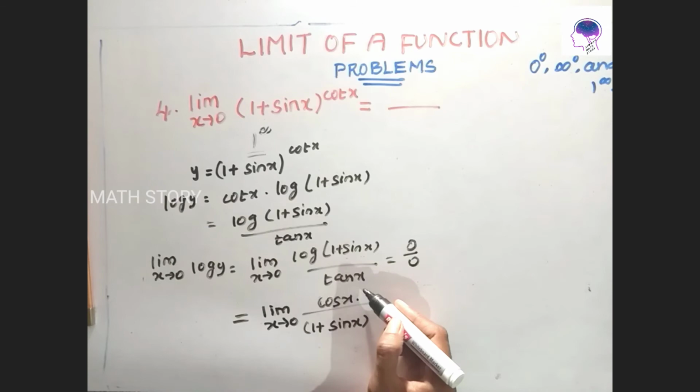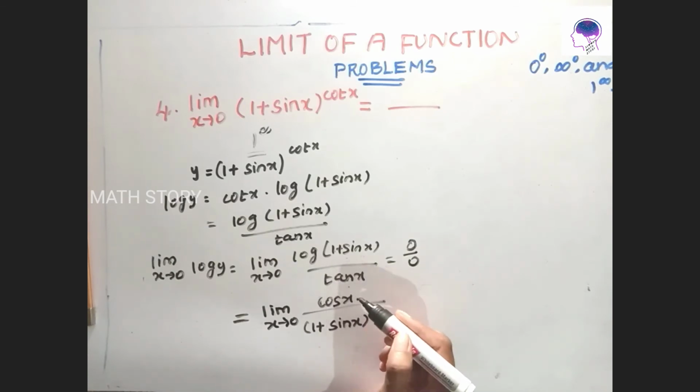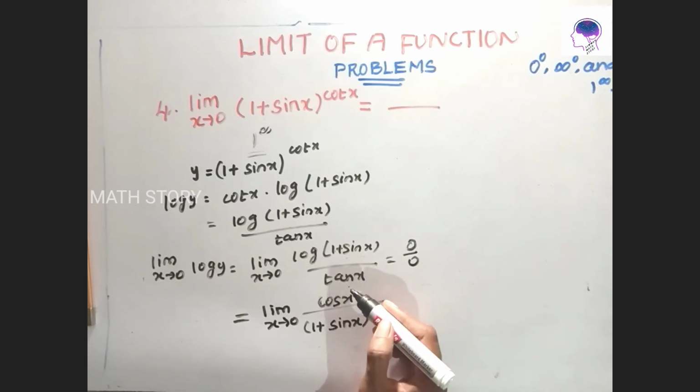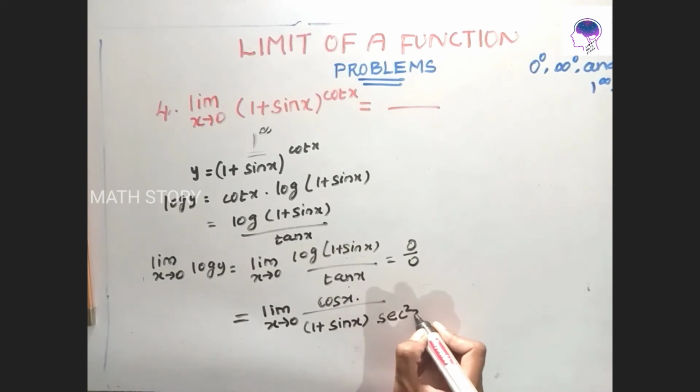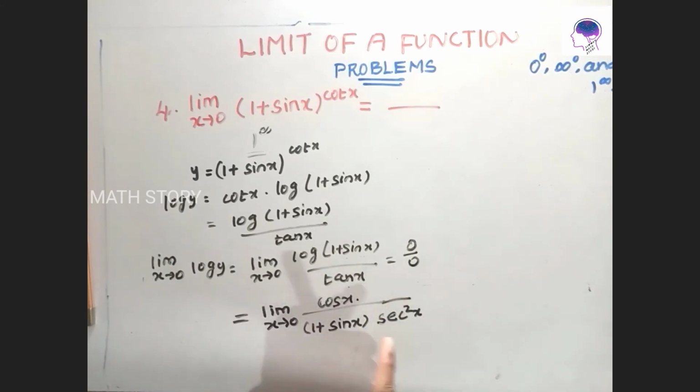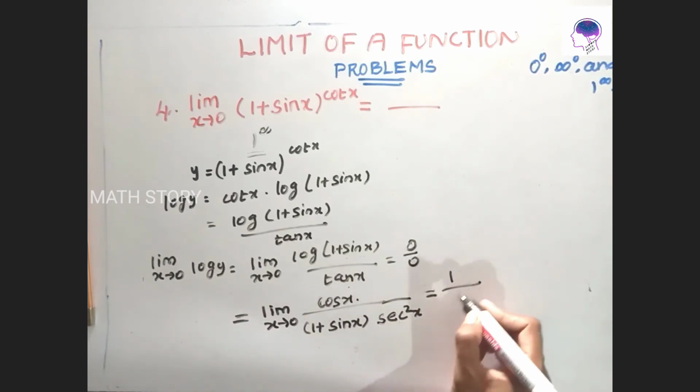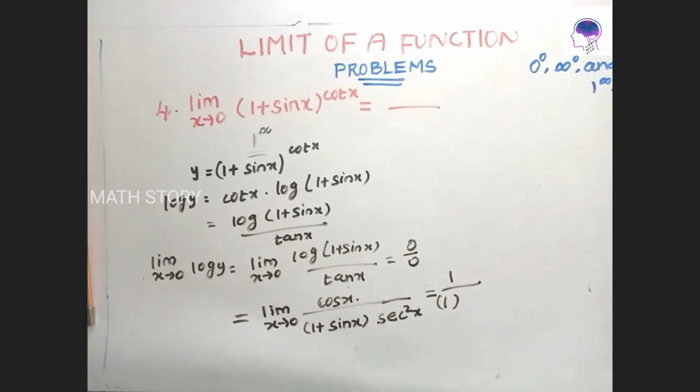Then we go to the denominator. We differentiate tan x with respect to x, we get secant square x, right? Actually secant square x. And now we are applying the limit this time. As x tends to 0, cos x goes to 1, and 1 plus sin x goes to 1, right? Actually sin x goes to 0, and secant square also goes to 1. Actually the value of this term is 1.